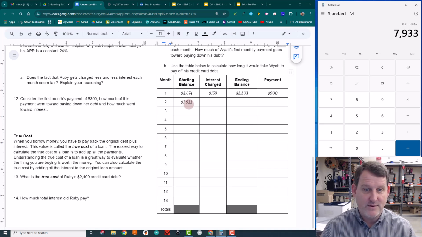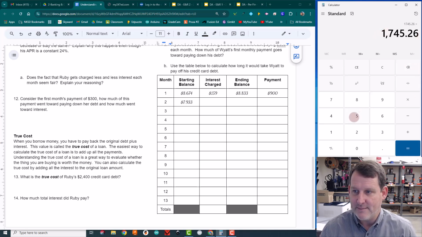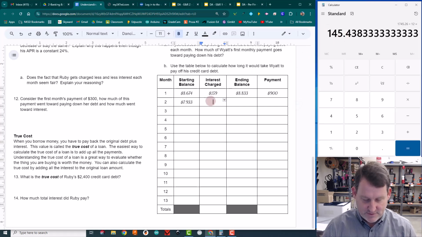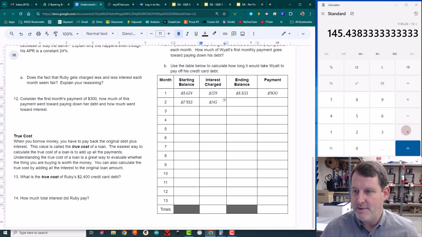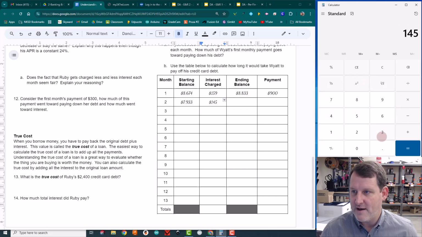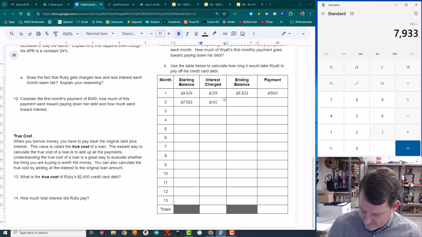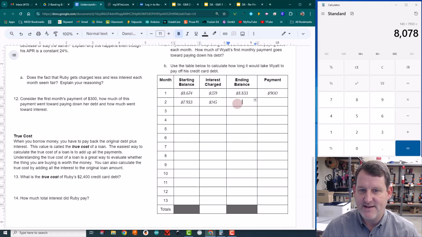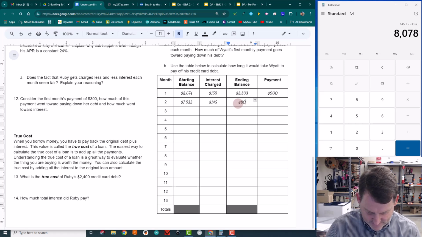Now we just keep repeating this. We take this all the way through. So we take the 7,933 and we multiply by the 0.22, the 22% interest as a decimal. We get the annual interest, divided by 12 to find the monthly, and we get $445 from that. So here I'm going to put in $145, and then my ending balance is going to be 145 plus 7,933, $8,078. So at the end of the month, I owe just over $8,000.